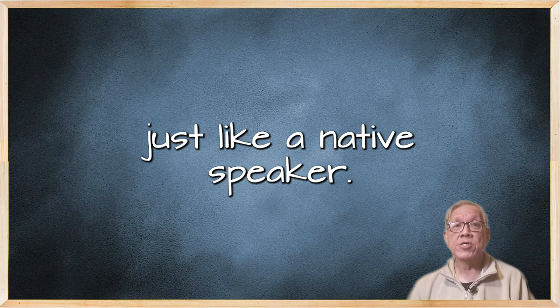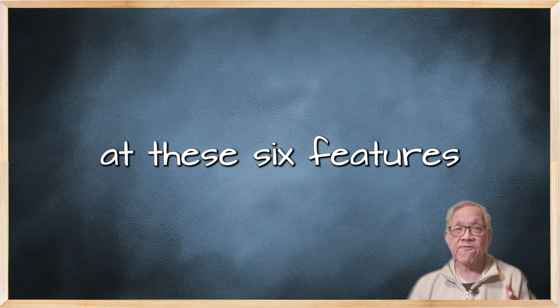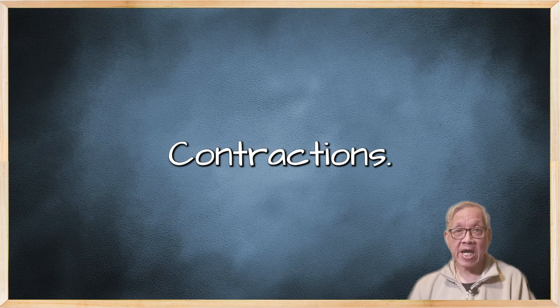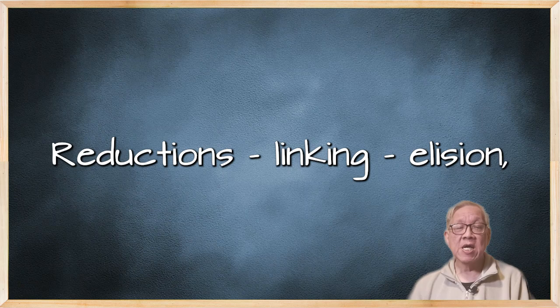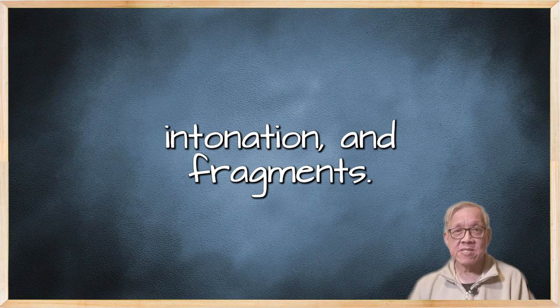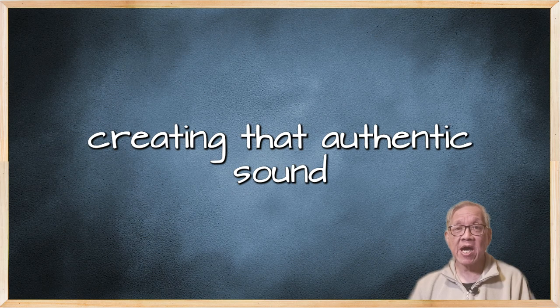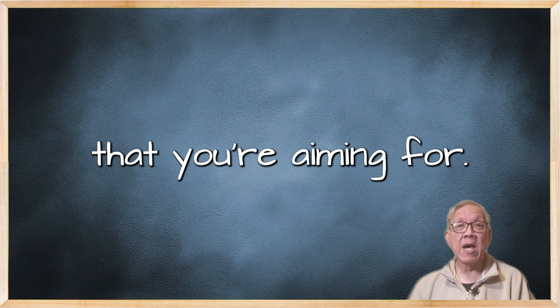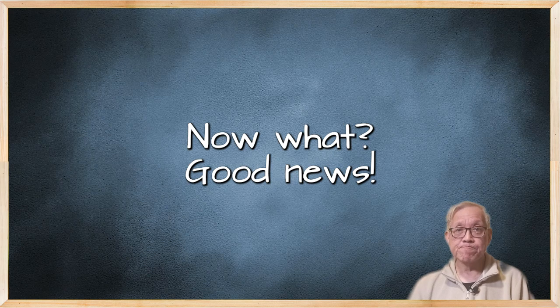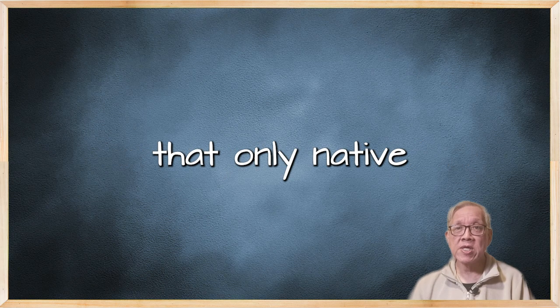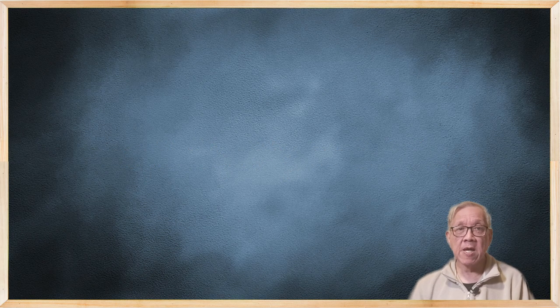So, we've looked at these 6 features that make English sound natural: contractions, reductions, linking, elision, intonation, and fragments. Each one builds on the other, creating that authentic sound that you're aiming for. Now what? Good news. This isn't some mysterious talent that only native speakers possess.